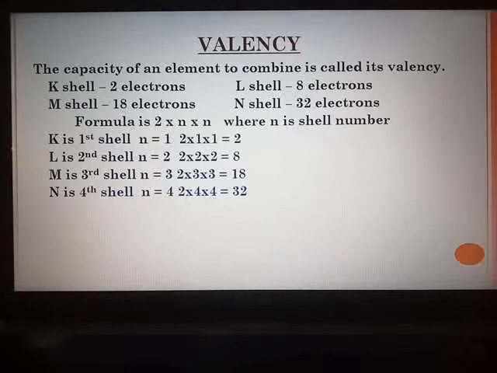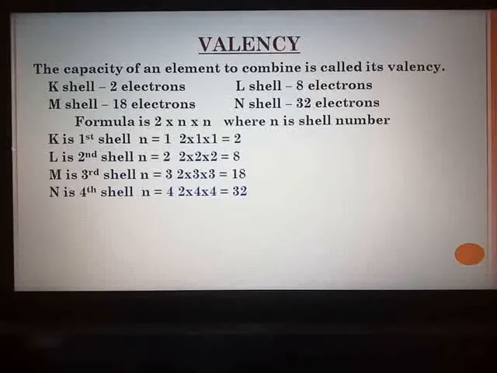So the maximum capacity of your first shell is only 2 electrons. If there are 3 electrons for any element, the third electron will move into the second shell and so on. So each and every shell has the capacity to accommodate electrons, which is found out by the formula 2n². Now let us take the examples. I will take the examples of the first 10 elements for you to understand what valency is and how valency is calculated. Then only you will understand the next topic which is given in your textbook, that is formation of NaCl.